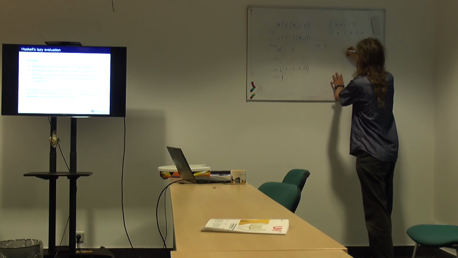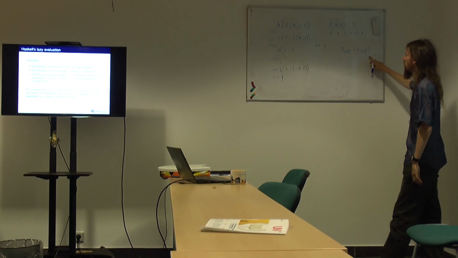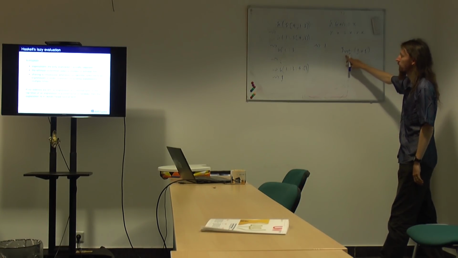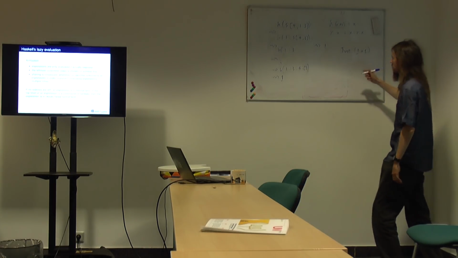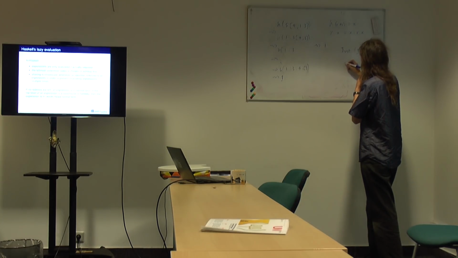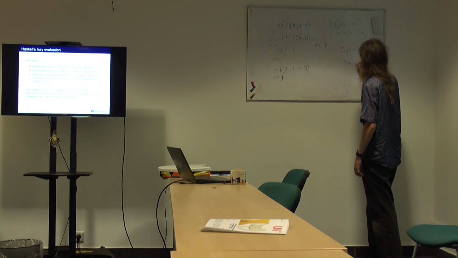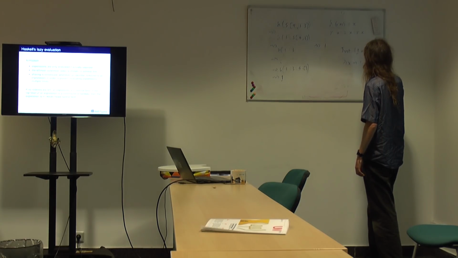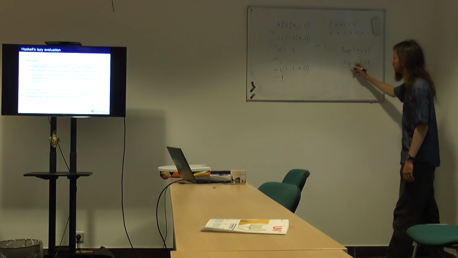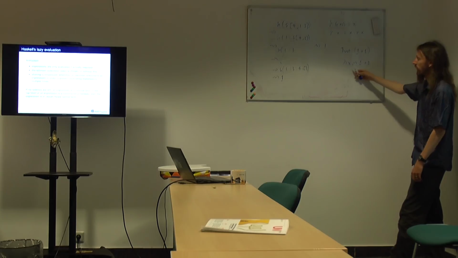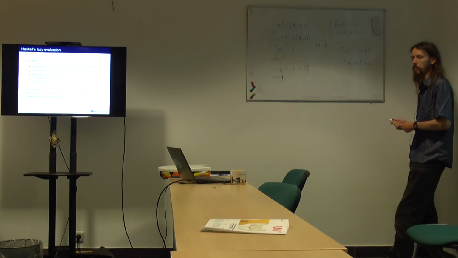So if you've got a constructor as the top level, like just a constructor applied to 1 plus 1, there's still a redex here, but this is in weak head normal form because the top level is a constructor. Another example would be a lambda. This is again still a redex, but because the top level expression is a lambda, this is also considered to be in weak head normal form.